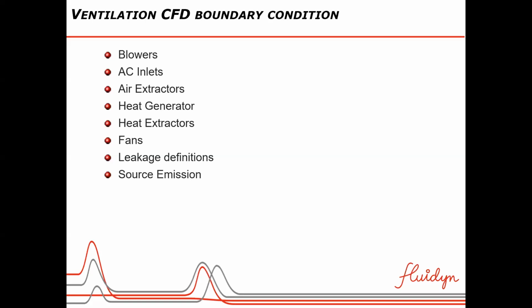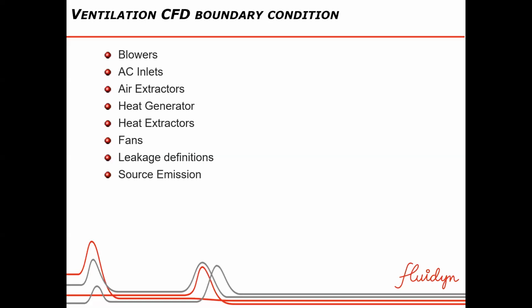As the main things in ventilation, the boundary conditions are blowers, AC inlets, air extractors, heat generators, heat extractors, fans, leakage definitions, and source emissions. These are the major things. As the user, you give the specified inputs. A blower asks for a particular velocity and temperature. AC is the same, taking velocity and temperature. Extract asks for a discharge rate, and based upon that, it extracts air from the fluid domain.